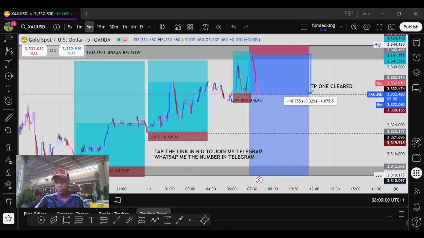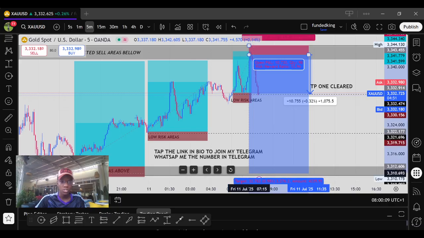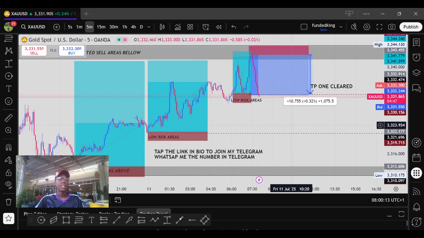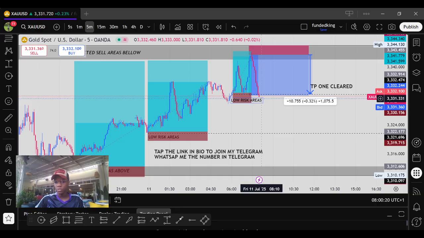Are we together? A good 5 minute candle has reached our take profit 1, and you have cleared it. Take profit 1 is cleared. Now we want to see if the market goes to take profit 2. Since you have entered, you can put those trades at break even and we see what's next.